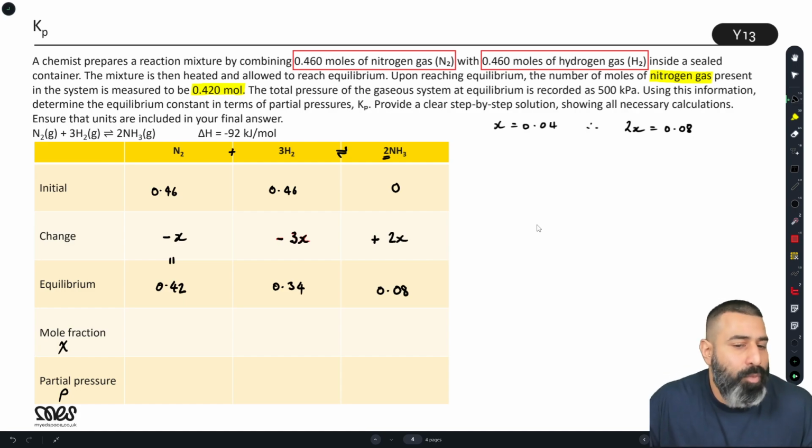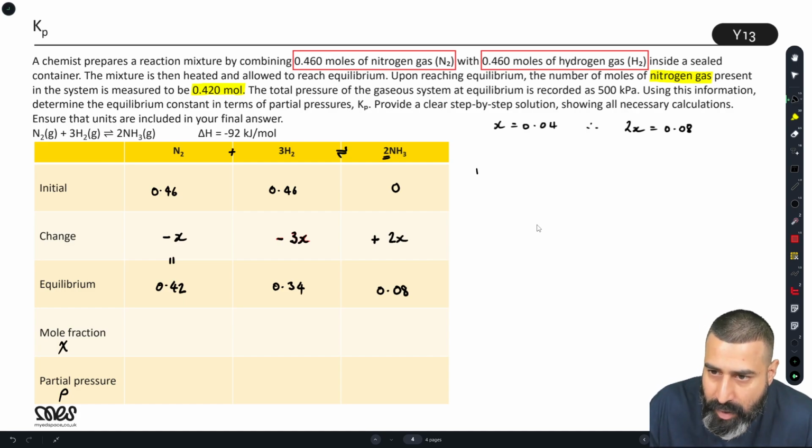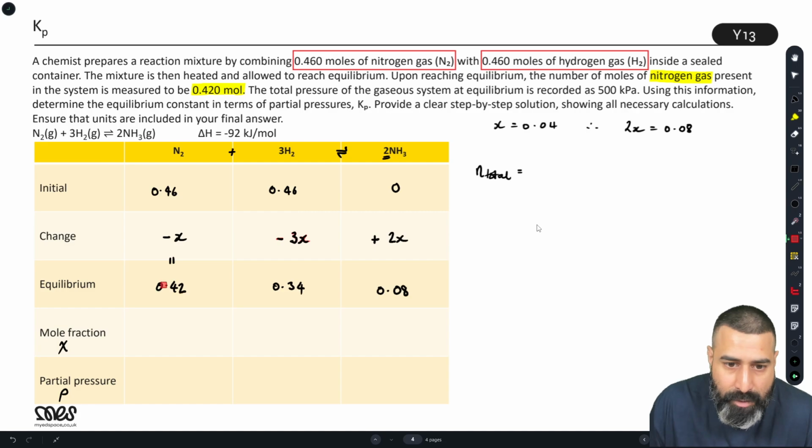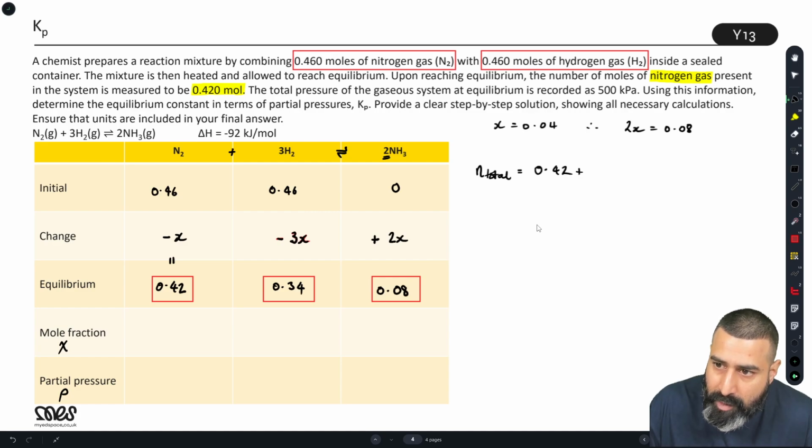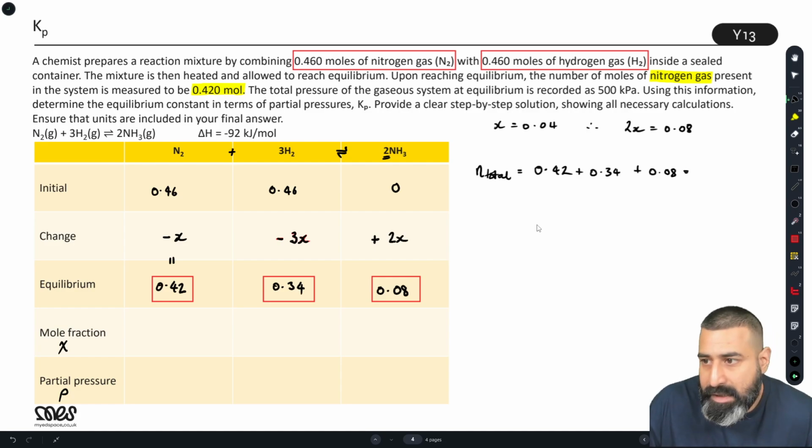Okay, so then we have a look at the fraction of moles, and it is literally the fraction of moles. So the number of moles for the reactant divided by the total number of moles in the vessel. So we have to work out what N total is, and to work out what N total is, all we do is add up the number of moles at equilibrium. So these bits in red. So we're just going to add all of these up, and that's going to give us the total number of moles at equilibrium. So 0.42 plus 0.34 plus 0.08, and all of this equals 0.84 mole.